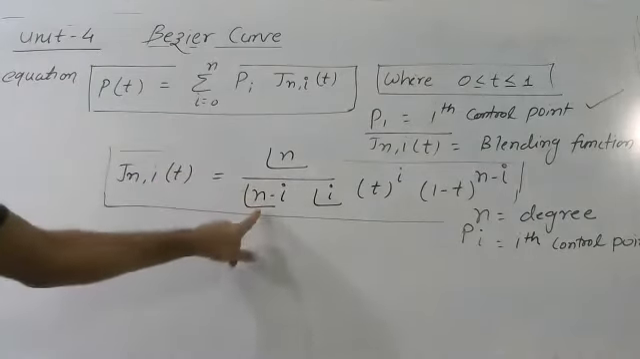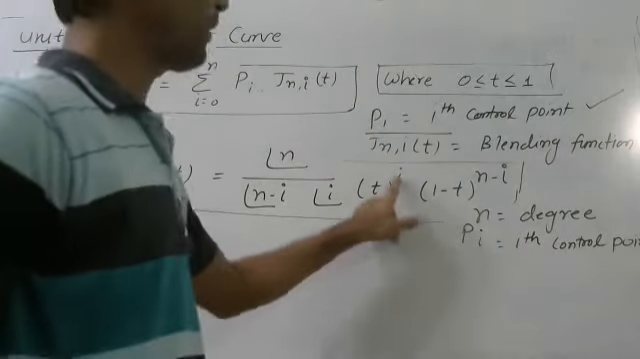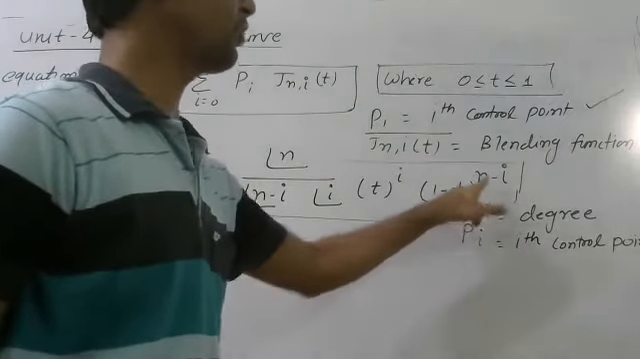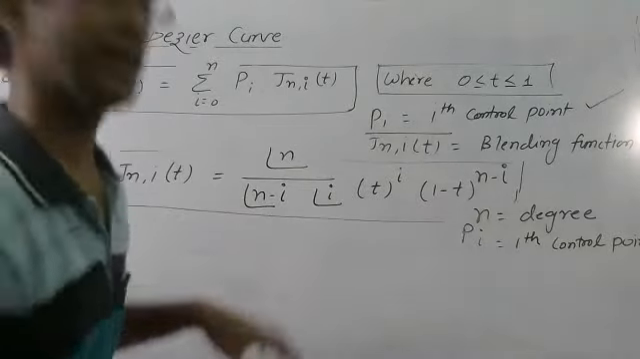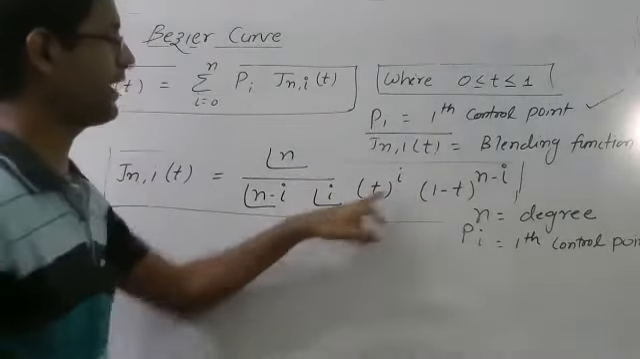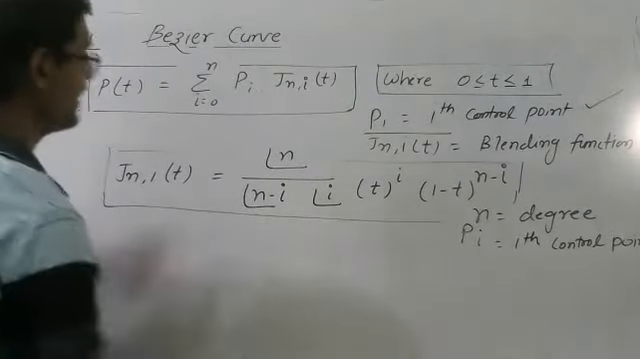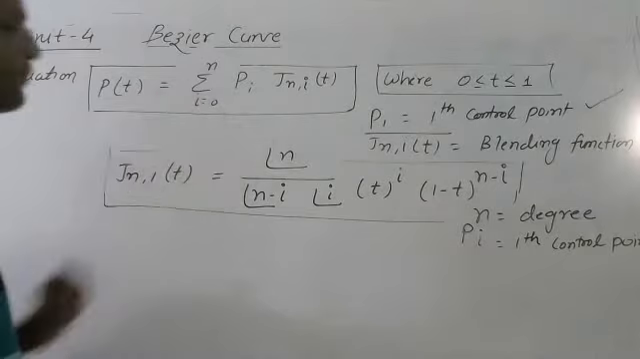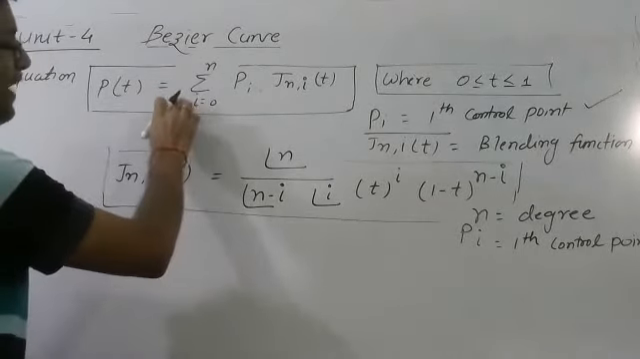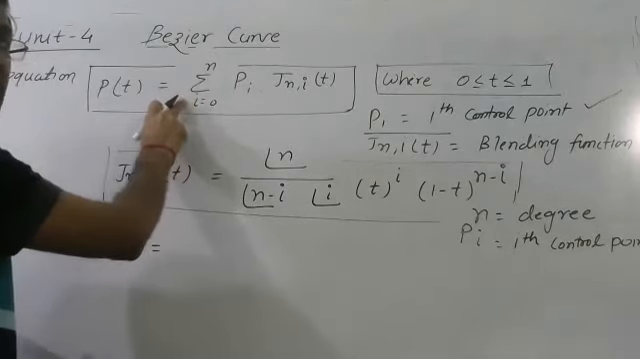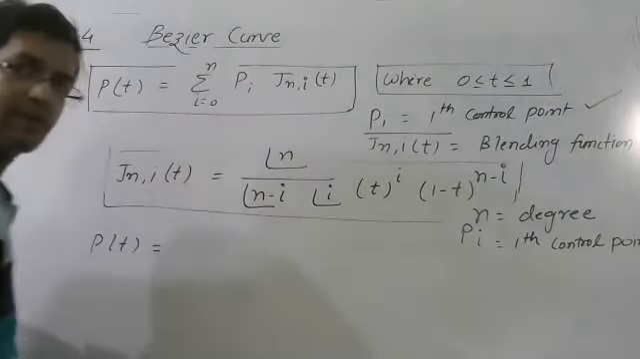Factorial n divided by factorial n minus i, multiplied by factorial i, multiplied by t to the power i, multiplied by 1 minus t to the power n minus i. If we solve this equation, we will get an equation in the form of t. So first I am going to remove this summation sign. To remove the summation sign, I need to put all the possible values of i in this particular equation.